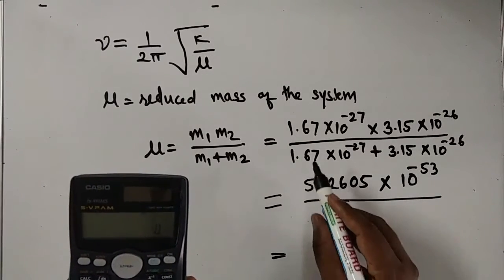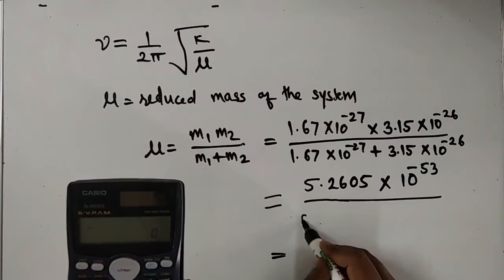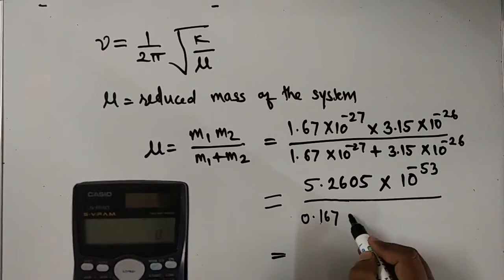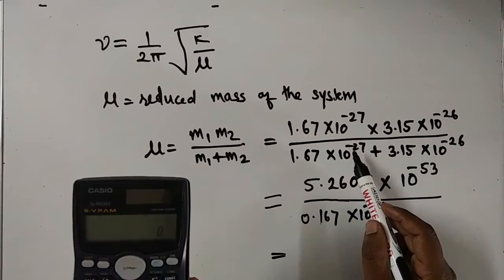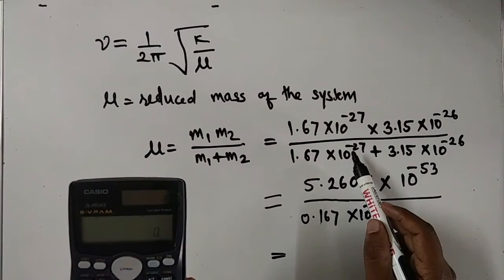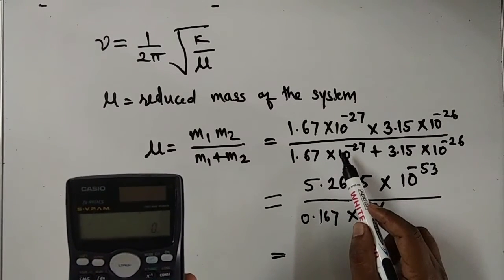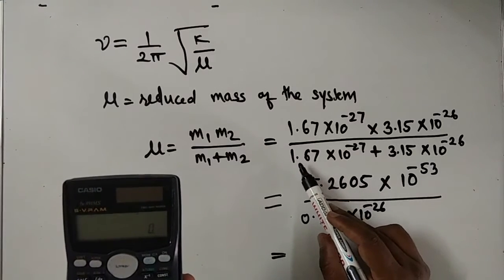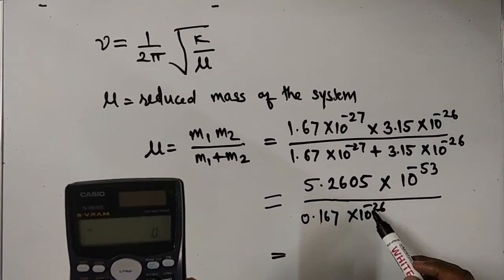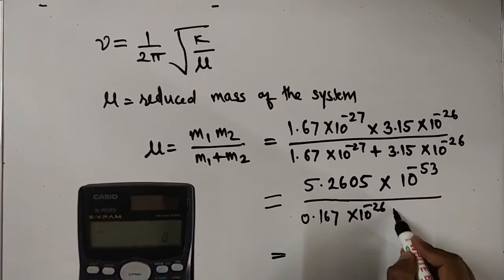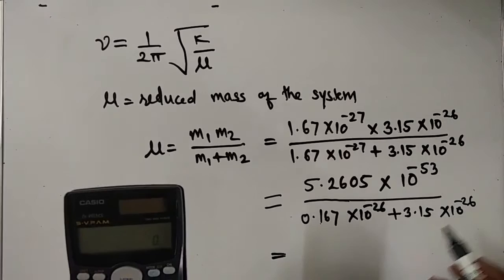So I will convert this term as 0.167 into 10 raised to minus 26, right? I have taken the 10 raised to minus 1 power from here, and that power I have multiplied here. 10 raised to minus 1 is 0.1, so I have multiplied by 0.1, and that is 0.167. And here it remains 10 raised to minus 26. And the next term is as it is, 3.15 into 10 raised to minus 26.